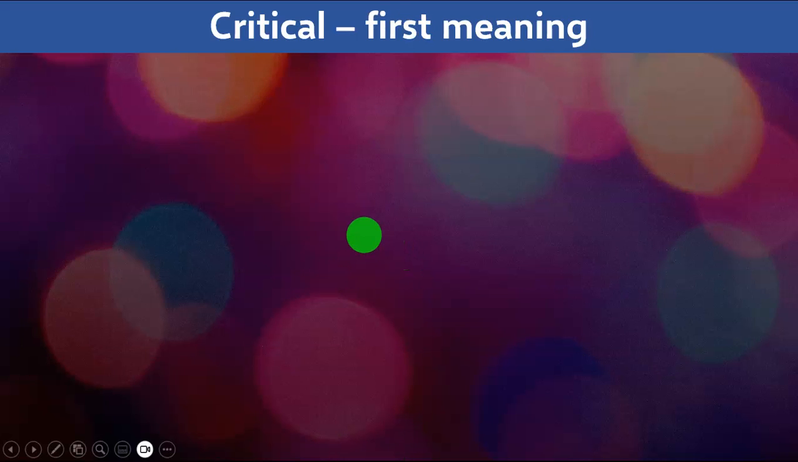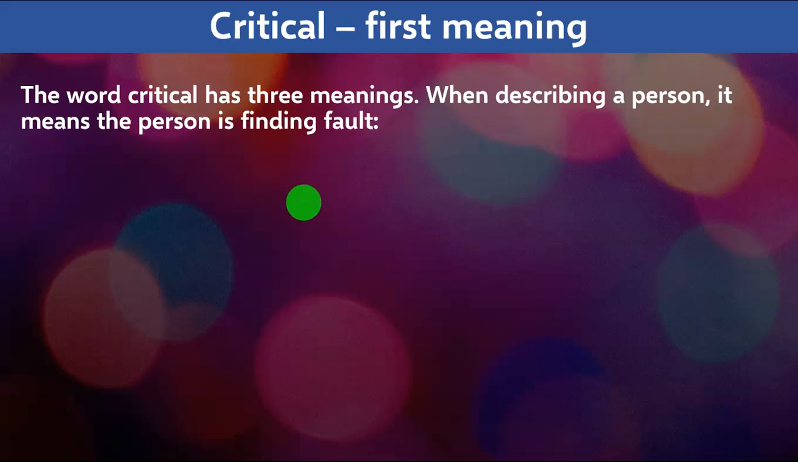Now let's understand the meaning of the word critical, right? Now this word, friends, has got three meanings. Now let us understand them one by one. What is the first meaning? The word critical has three meanings. When describing a person, it means the person is finding fault.